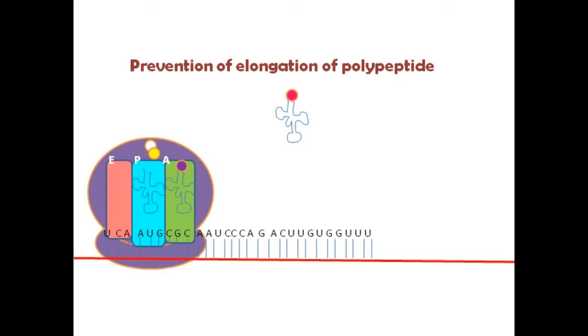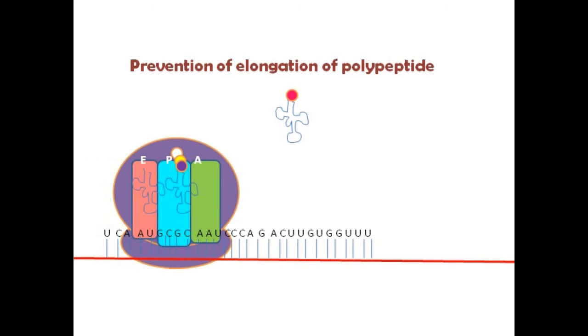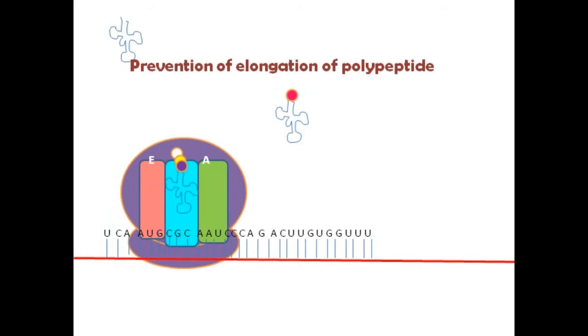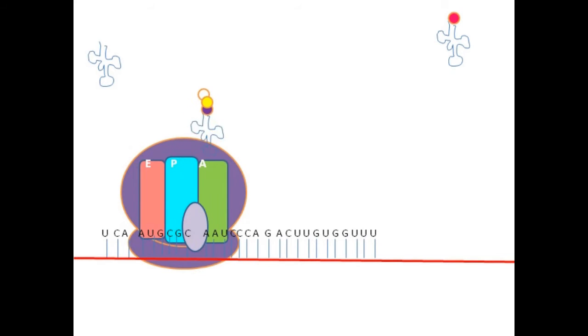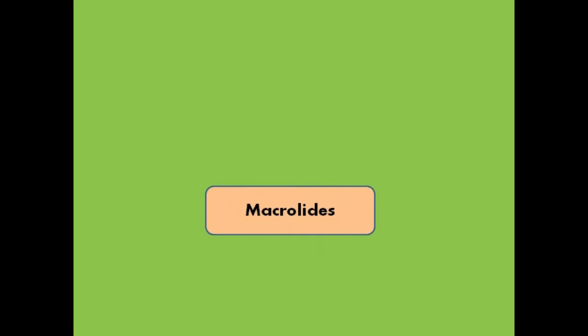Second is the prevention of elongation of polypeptide. This is the normal mechanism of translation of amino acid without the presence of the aminoglycoside. When the aminoglycoside binds to the 30S ribosomal subunits, the tRNA in the A site is blocked from moving to P site. Hence, the amino acid in the tRNA is unable to be transferred and thus prevents the elongation of the polypeptide. Next, we will look at the mechanism of action of macrolide.